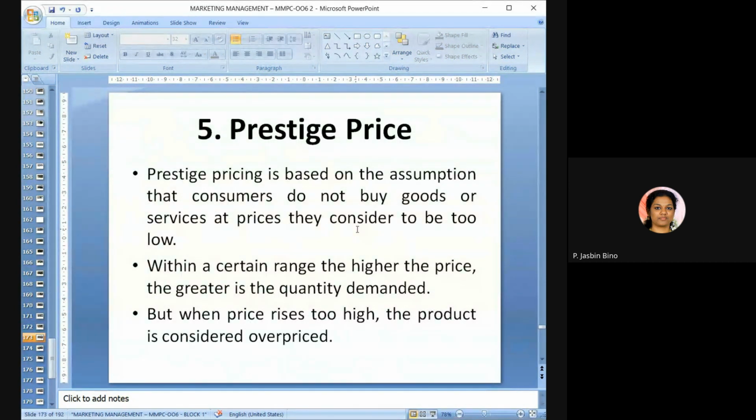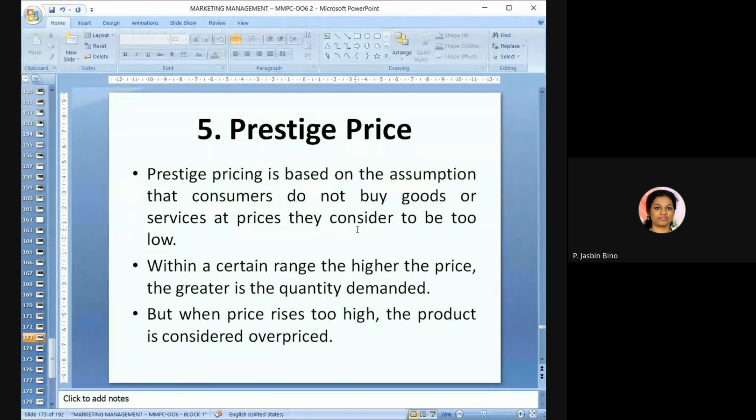The next one is prestige pricing system. Here, it is based on the assumption that consumers do not buy goods or services at prices they consider to be too low. In the consumer's mind, when the price of the product is low, the quality also will be low. So within a certain range, the higher the price, the greater is the quantity demanded. So there'll be some customers who will be going for high priced products.